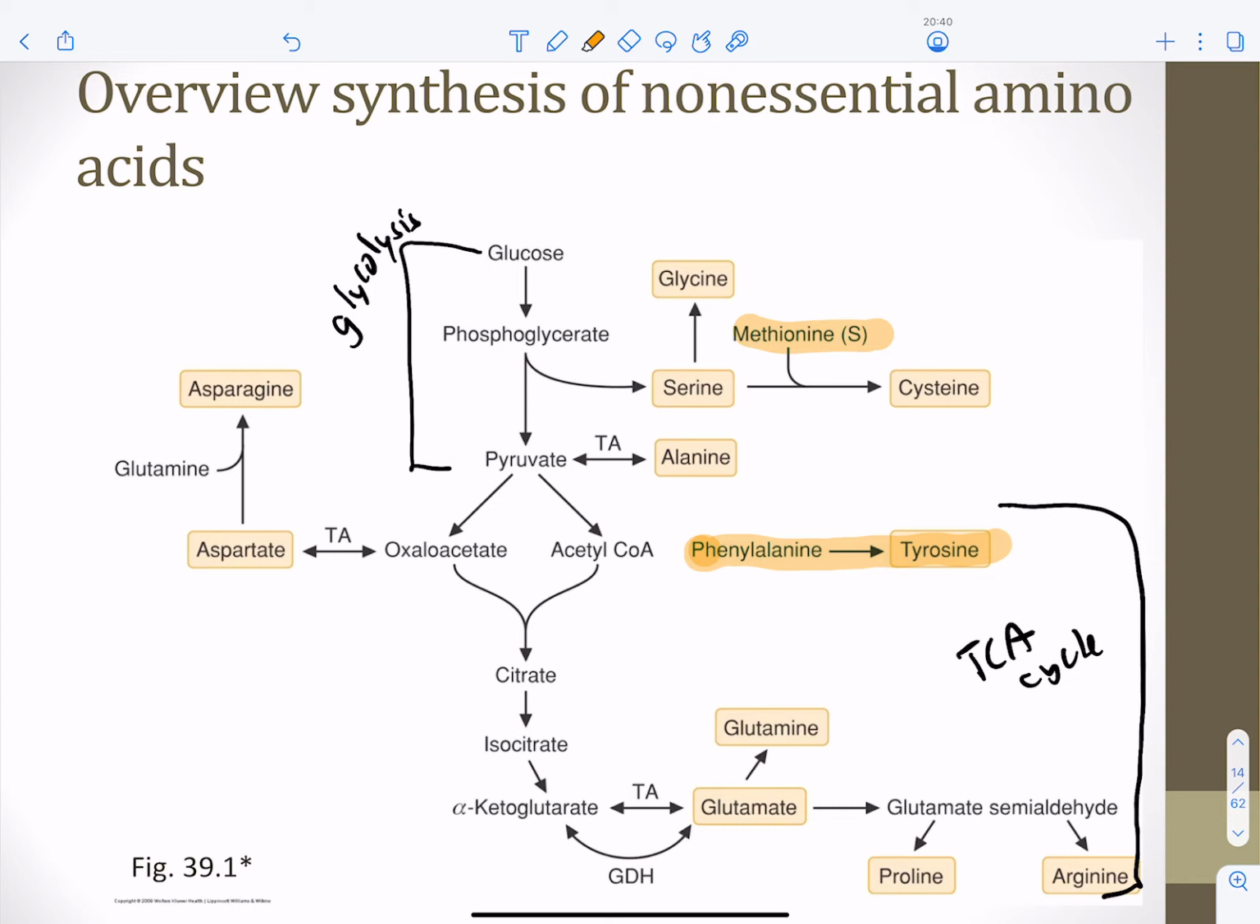Now, the other thing to keep in mind is some of these are very simple transamination reactions, which are just shown with that TA. Others are going to have different enzymes involved in their biosynthesis and a different enzyme involved in their actual degradation or breakdown.